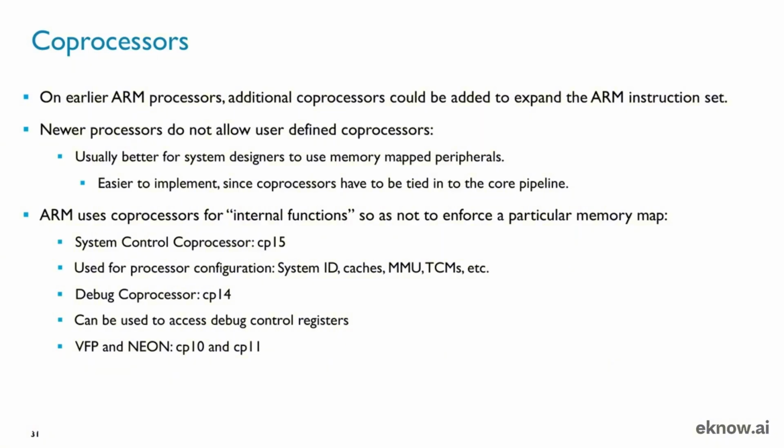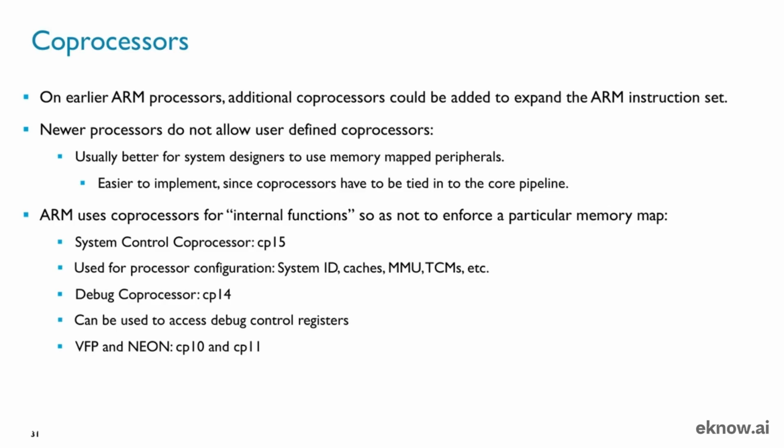Second, creating a coprocessor was actually quite difficult. A coprocessor has to be very tightly integrated with the main processor's core pipeline. That's the sequence of steps the CPU goes through to execute every single instruction. Tying into this pipeline is complex and can introduce all sorts of timing issues. Using memory-mapped peripherals avoids this deep integration, making the whole system design process easier and more reliable.